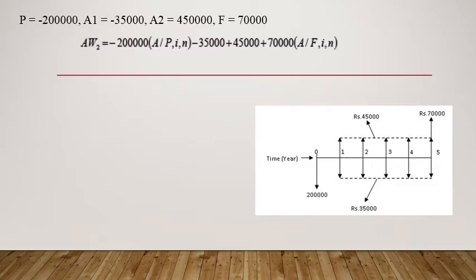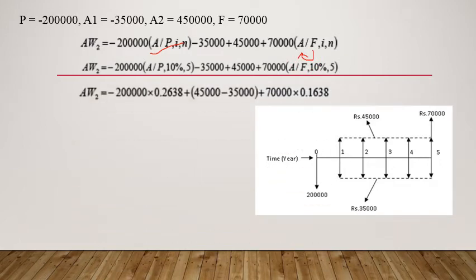This 2 lakh will be converted into A using the factor A by P. 35,000 is already A, retain it as A. 45,000 is also A, retain it as A. Salvage value F, convert it into A using the factor A by F. Substitute the values from the factor tables, and we get the answer as minus 31,294.